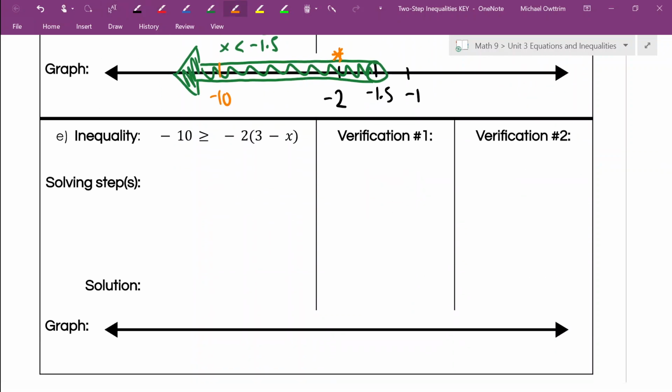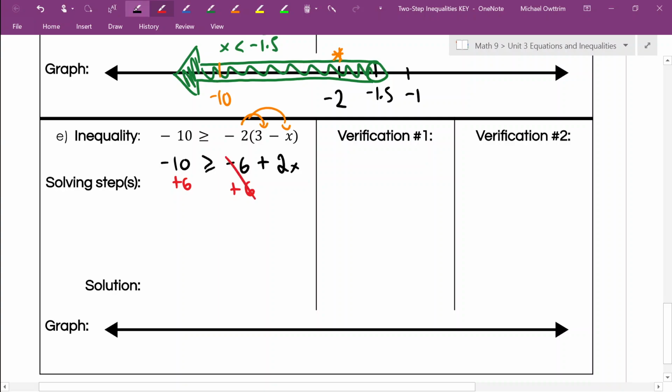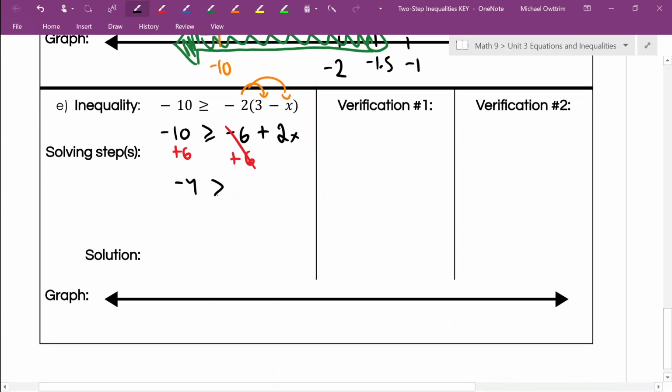Final one here, we're going to go ahead and expand our brackets. So we'll expand our -2 into the brackets, and we'll get -10 is greater than or equal to -6 plus 2x. Again, -2 times -x is plus 6x. We're going to go ahead and undo our -6 by adding 6 to both sides. And we're going to get that -4 is greater than or equal to our 2x. Undo the multiplication by 2 by dividing by 2. Yeah, x is less than or equal to -2.